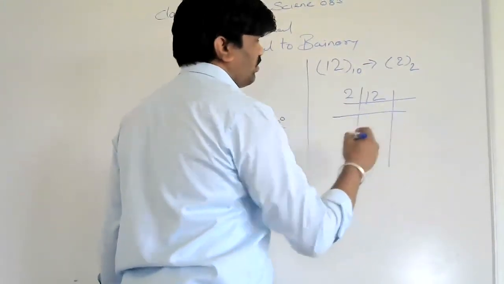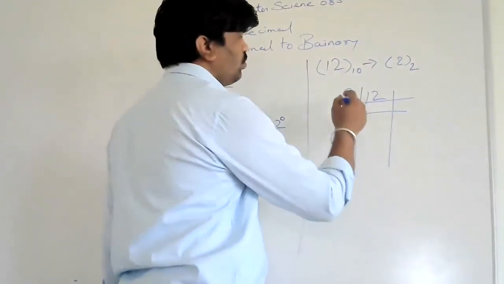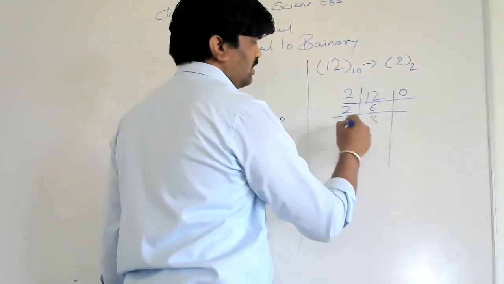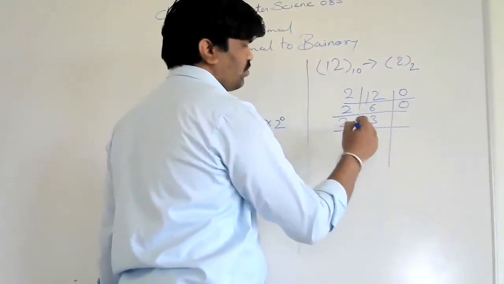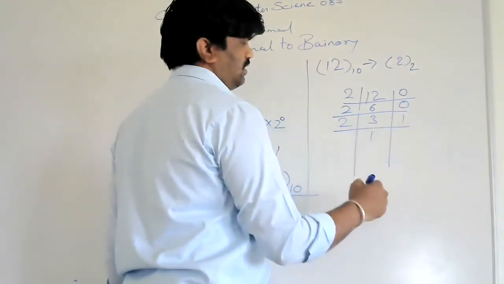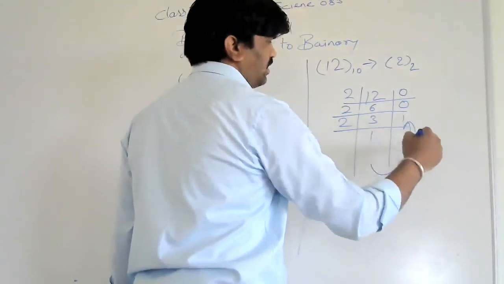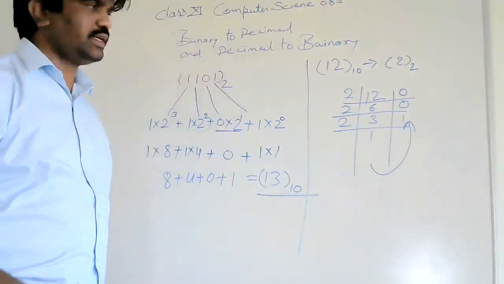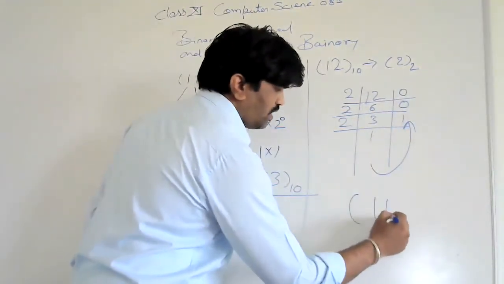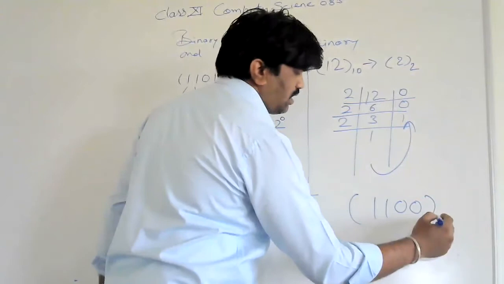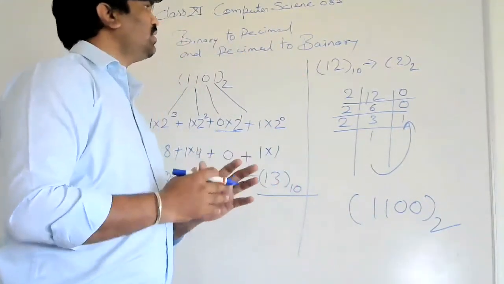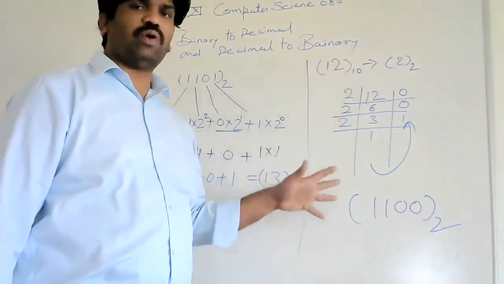Again and again we have to divide the given number by 2. 12 divided by 2 is 6, remainder 0. Again divide by 2, answer 3, remainder 0. Again divide by 2, answer 1, remainder 1. From the back side we have to collect all the remainder digits. Here, 1 1 0 0. So 1 1 0 0 is our binary number.